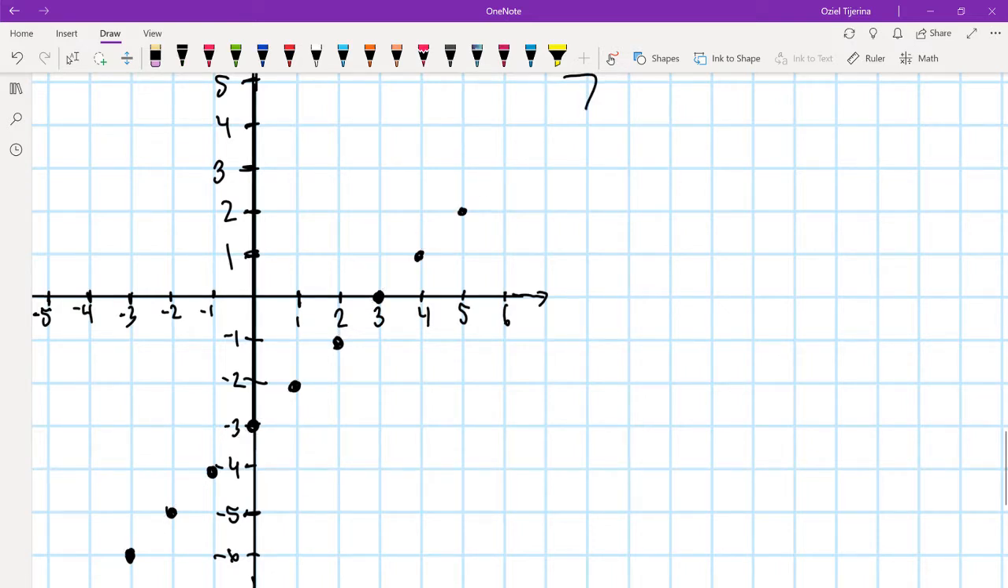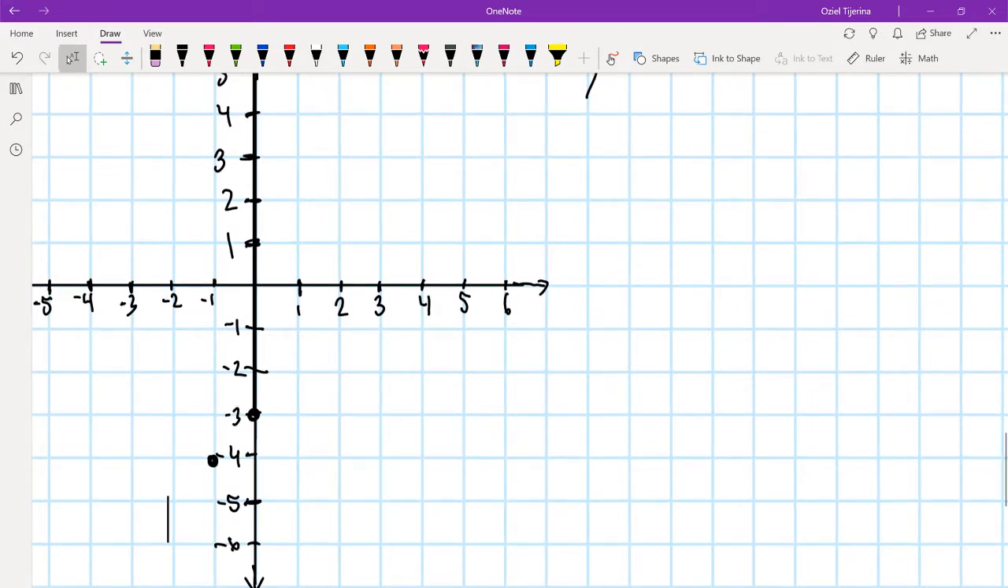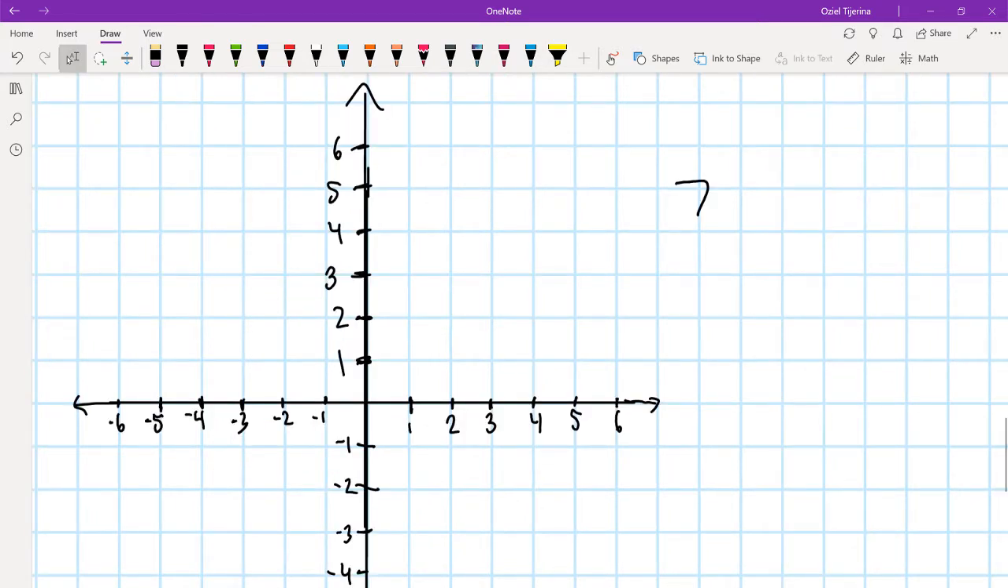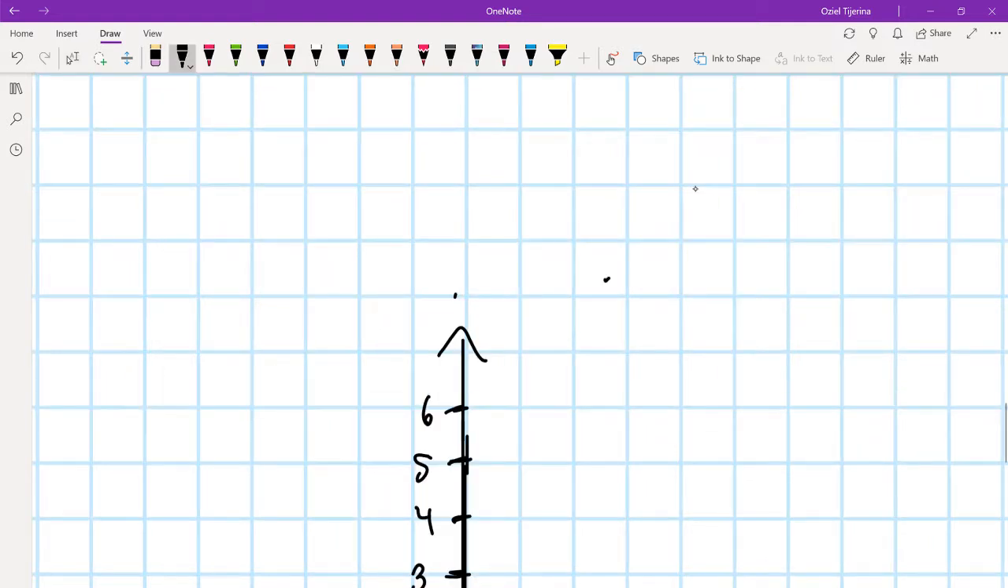Now let's say I wanted to graph a linear equation without using a table. Let me do a different one, just to make it a little bit more complicated. So let's say I wanted to do y equals 2x minus 4.